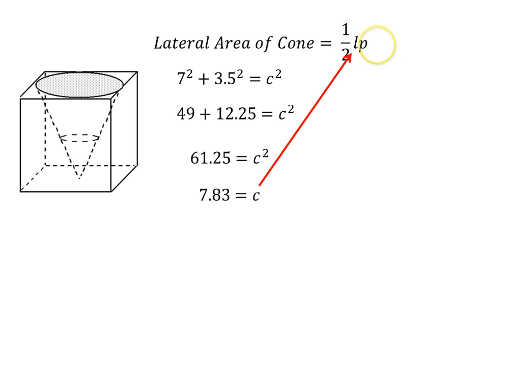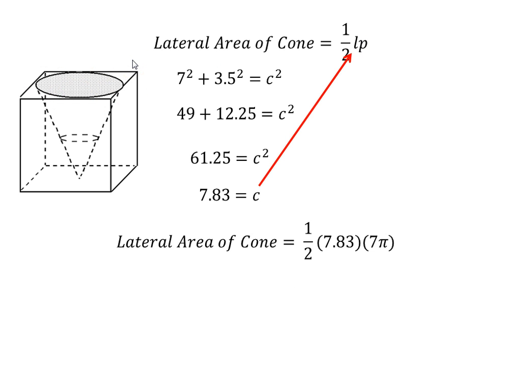Now I have to find the perimeter of the base of the cone, which is the circumference of the circle. And I can do that because that is 7 pi, because the radius is 3.5, and the circumference of a circle is 2 times pi times the radius. 2 times 3.5 is 7. So now this will give us the lateral area of the cone, which when I simplify that, I get 86.05.